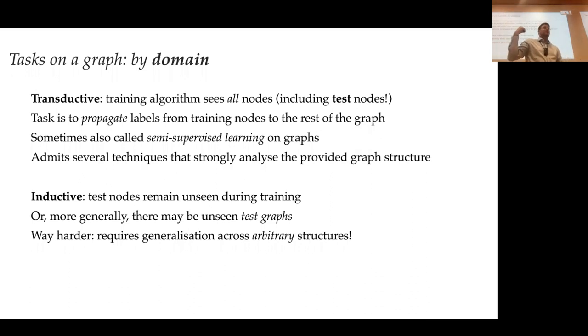Very common in social networks, right? You might have labeled by hand some nodes in a social network, and then you want to predict how all the other nodes in a social network will respond to this label. This is sometimes also called semi-supervised learning on graphs, because you're really treating all your nodes, including your test nodes, as an extra part of the input. And because you assume the graph structure is given to you and fixed up front, you can use several techniques that very strongly analyze this structure from a graph theoretic point of view, right?